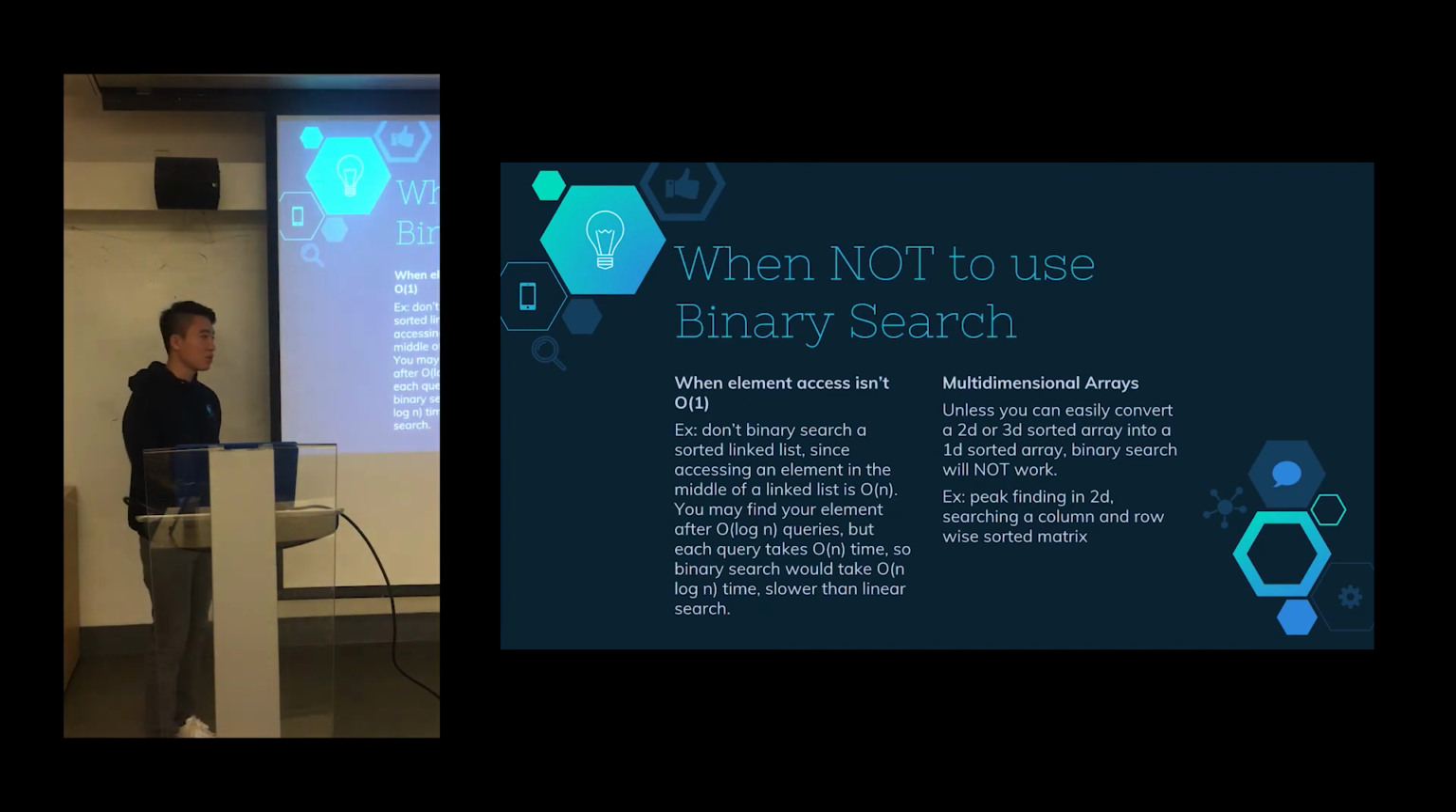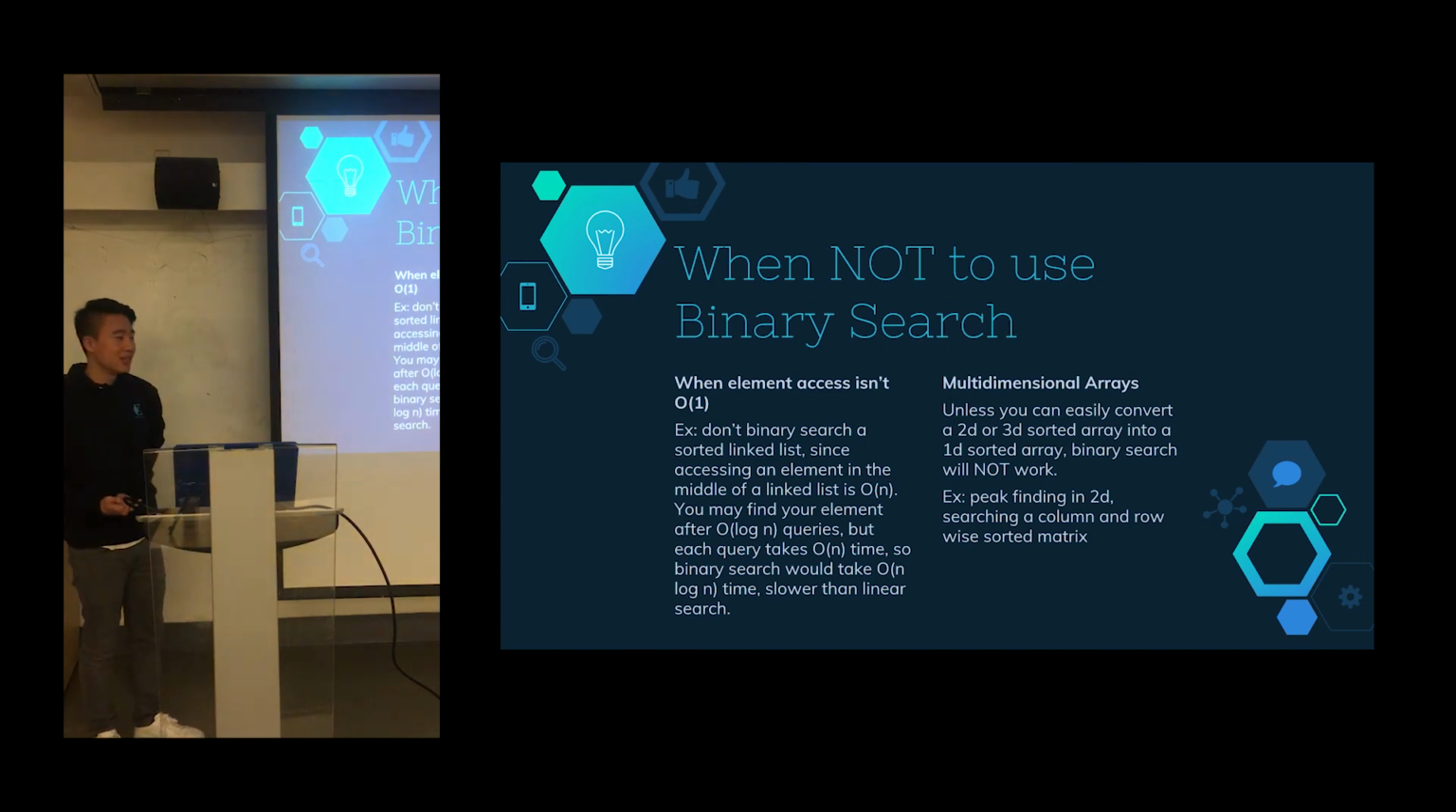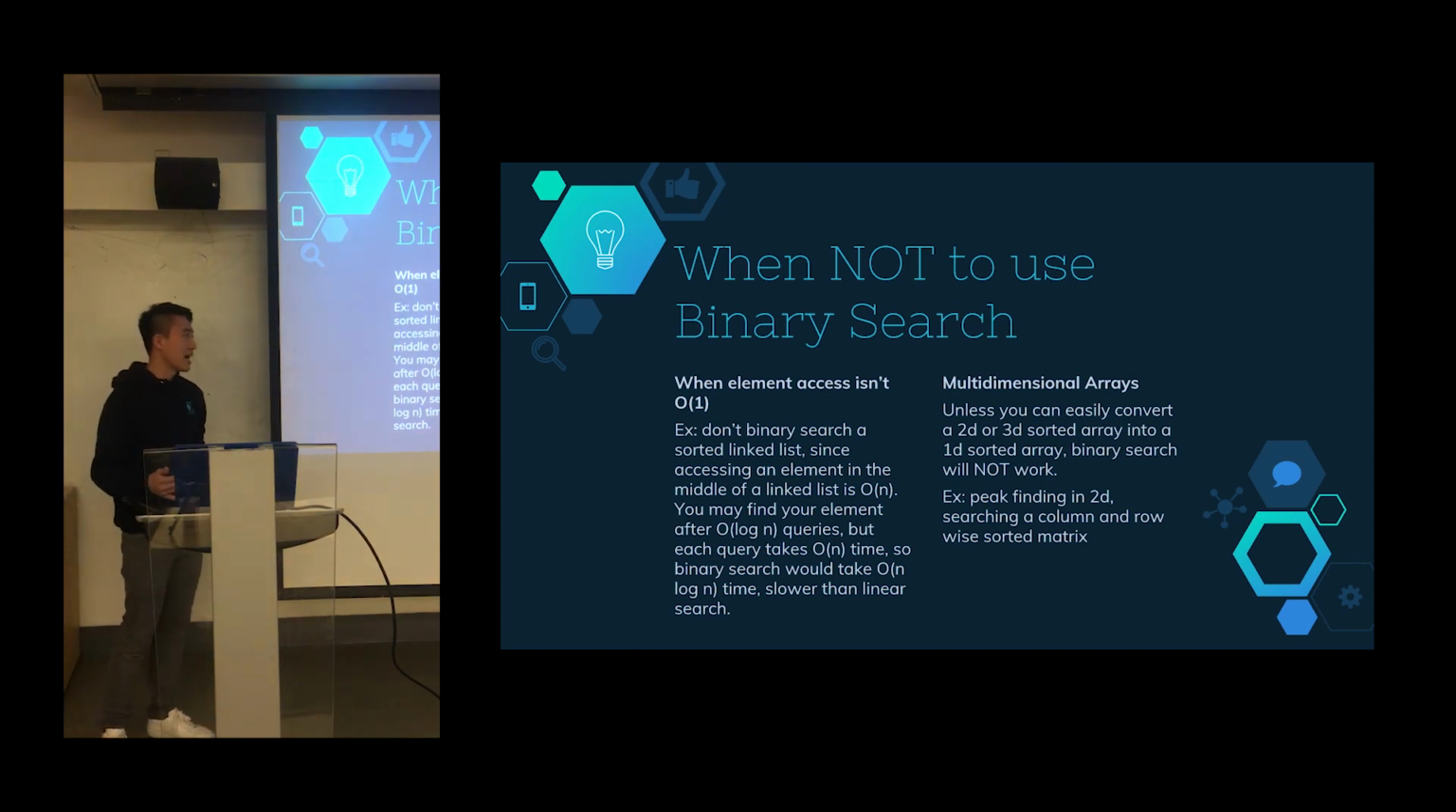So I'm going to finish off with a word of warning about when not to use binary search. It seems like binary search can be used in a lot of cases where it's really hard to even visualize it being used, but there are other cases where it seems obvious, but you actually can't use binary search. For example, when element access isn't constant time. If you have a sorted linked list, you should not binary search it, since accessing any element in the middle of a linked list is not a constant time operation. We'll talk more about that when we get into linked lists themselves.